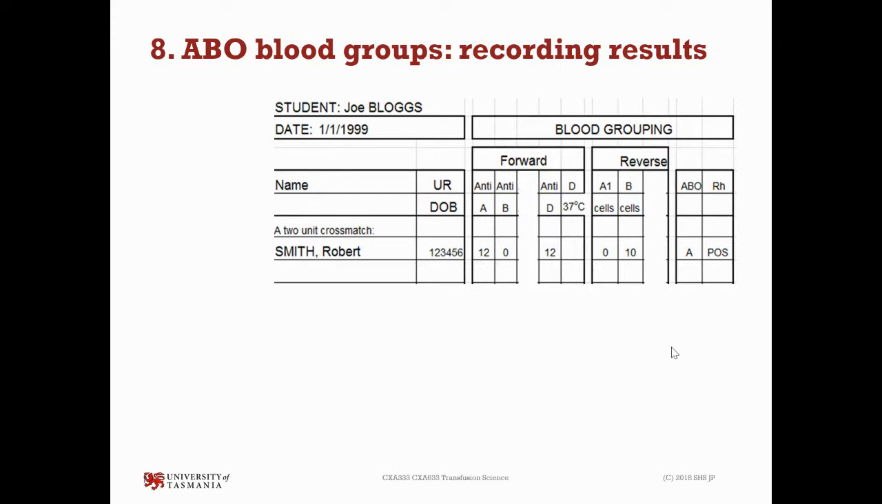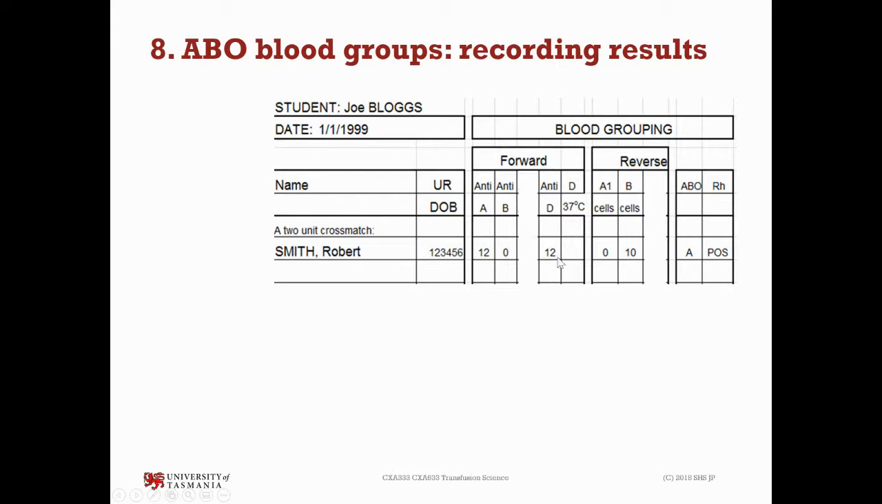In fact, there are other issues with other RH and other blood group antibodies causing hemolytic disease of the fetus and newborn in other countries. But it's very important in Australia because anti-D is an IgG antibody which can cross the placenta and attack baby's red cells if the baby happens to have inherited the D antigen from the father. So it is important also that we record the presence or absence of the D antigen on the blood cells. So that's our forward group.